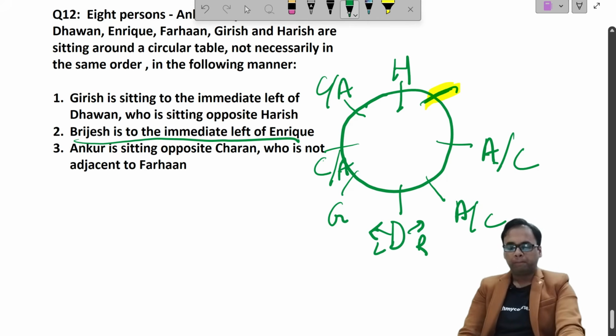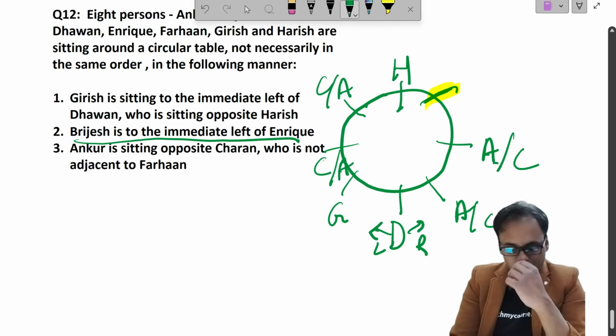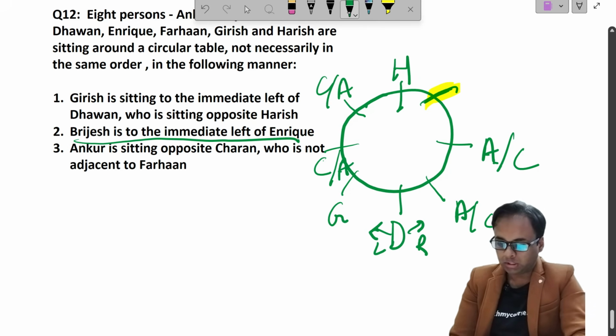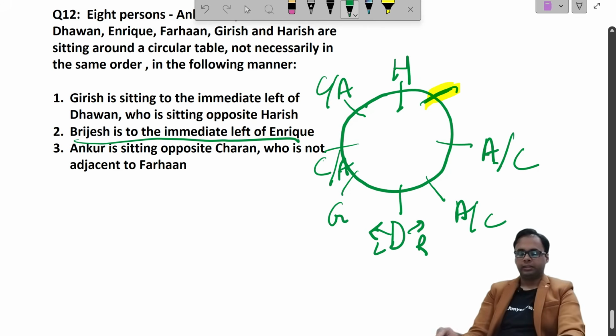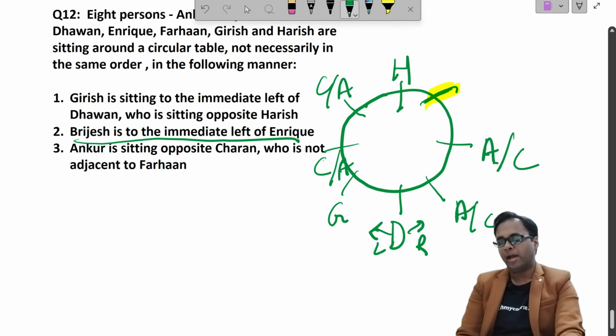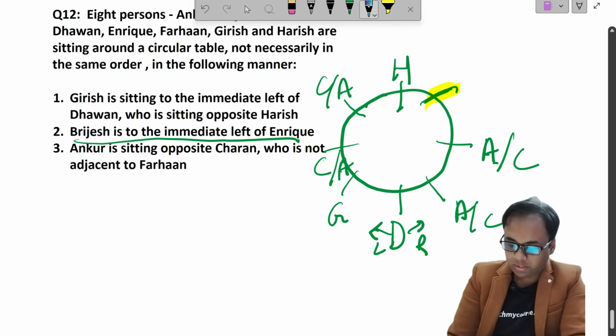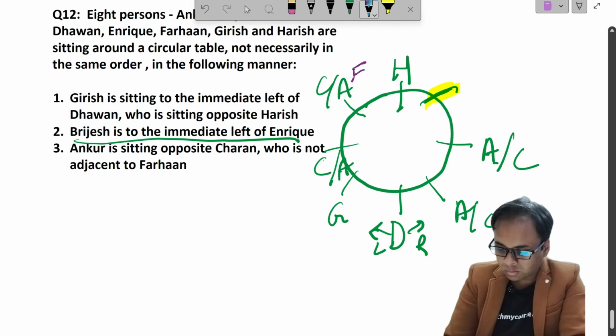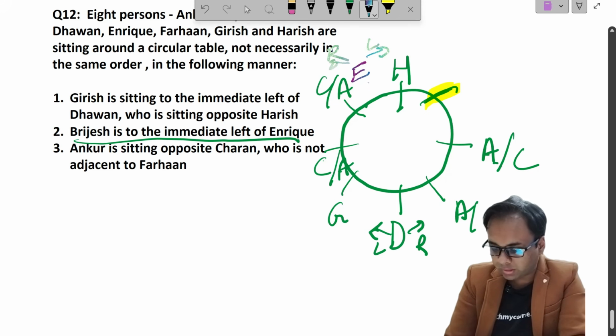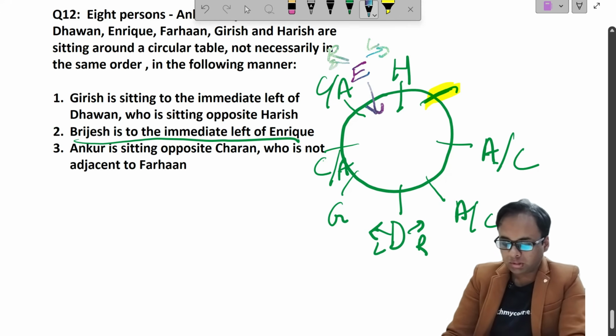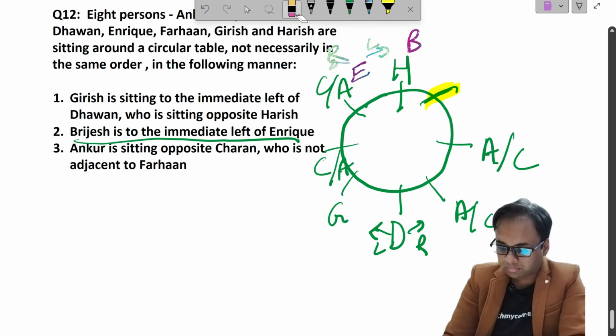Correct. Now Brijesh is to the immediate left of Enric. Where should Brijesh sit? First of all, try to understand that, because Brijesh is to the immediate left of Enric. If we place Enric over here, what will be the left of Enric? This will be the left of Enric, this will be the right of Enric, because Enric is facing here. Correct. And Brijesh is to the immediate left of Enric. So Brijesh should come here, which cannot be true because H is already here. So let us just rub this off. Correct?